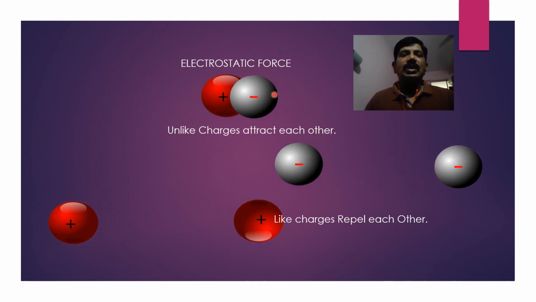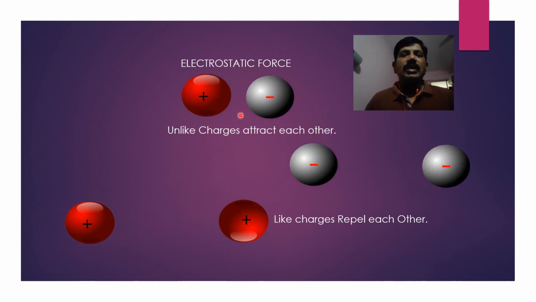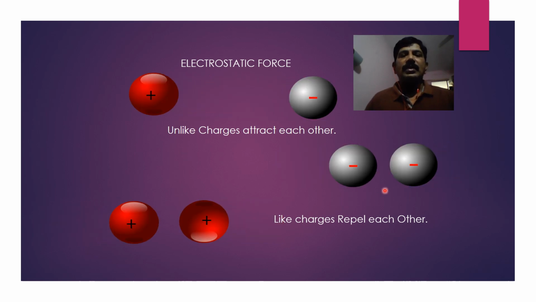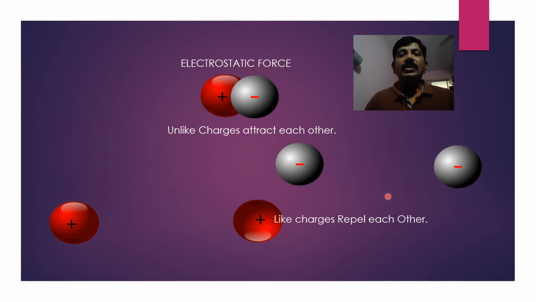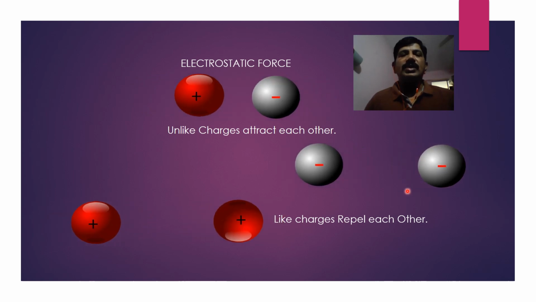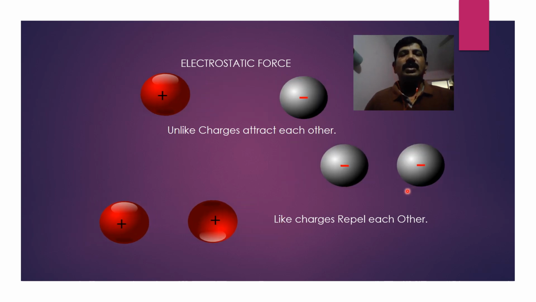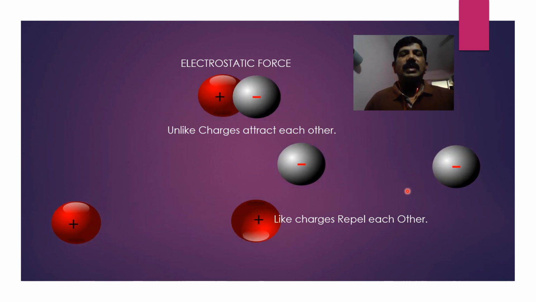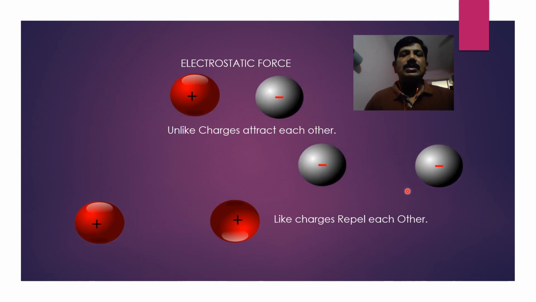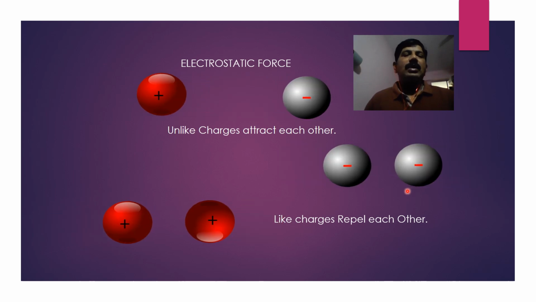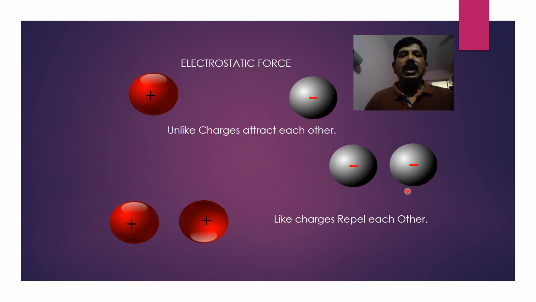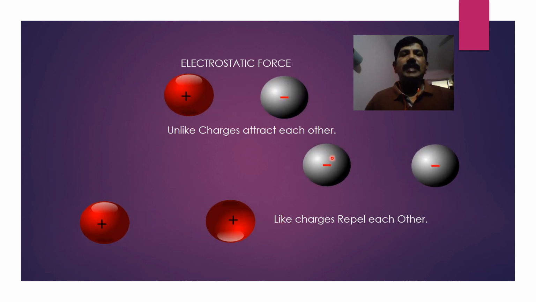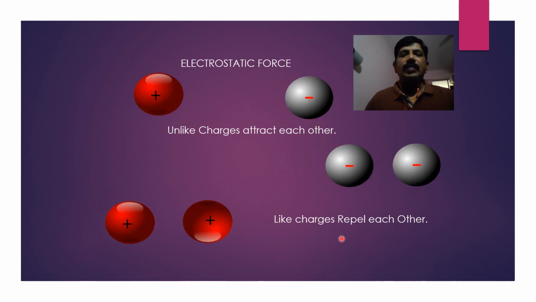Here, with electrostatic force, you observe this one. There is no direct physical contact. Here also there is no direct physical contact. So this is also an example of force at a distance. Are you clear about that one, children? With these animations, I think you have understood what is contact force and what is non-contact force. So we can say that unlike charges attract each other and like charges repel each other.